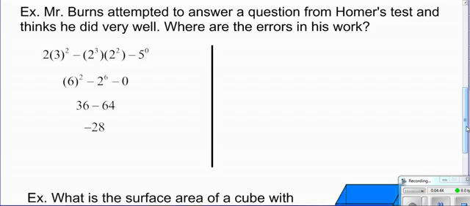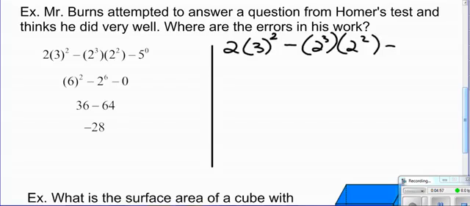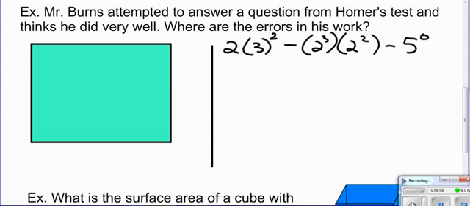So the best thing to do is kind of cover up their work, write out the question for yourself, and try solving. So 2 times 3 squared minus 2 cubed times 2 squared minus 5 to the power of 0. Okay, so I'm going to cover up their work and I'm going to solve it for myself. Okay, we've covered it up. We're going to solve it on our own.